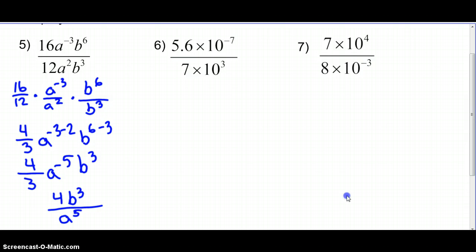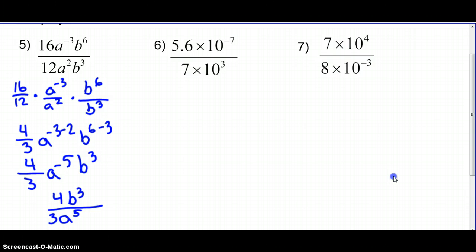Oh, I left something off there. Did you catch it? There's a 3 over here. All right, so 4/3 is there, b to the third is there, and a to the negative fifth, which we've moved to the denominator, makes it a positive a to the fifth.